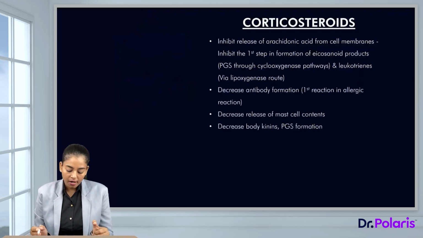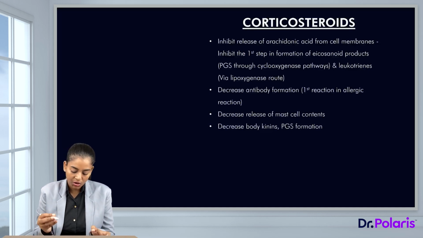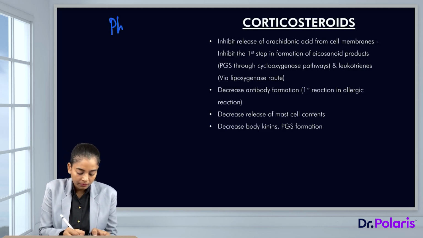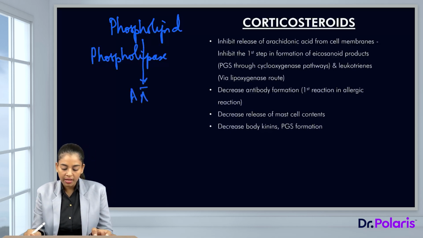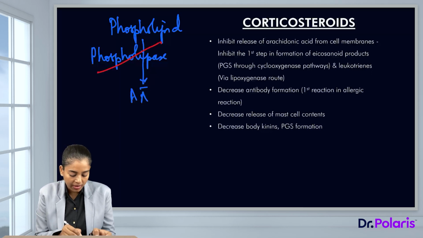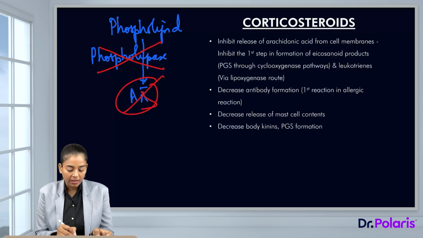Steroids. Now we saw how these allergens act on the phospholipid bilayer. In the first picture, if you remember, the phospholipid layer gets acted upon by the phospholipase enzyme, which produces arachidonic acid. Now steroids inhibit this phospholipase enzyme, thereby arachidonic acid does not get produced.